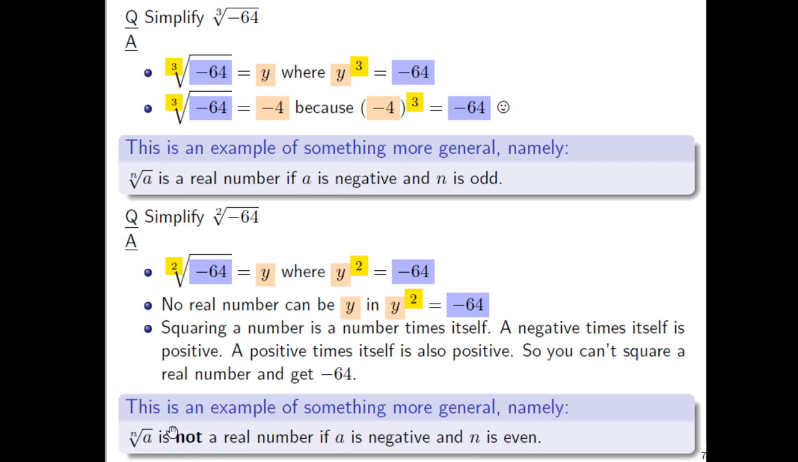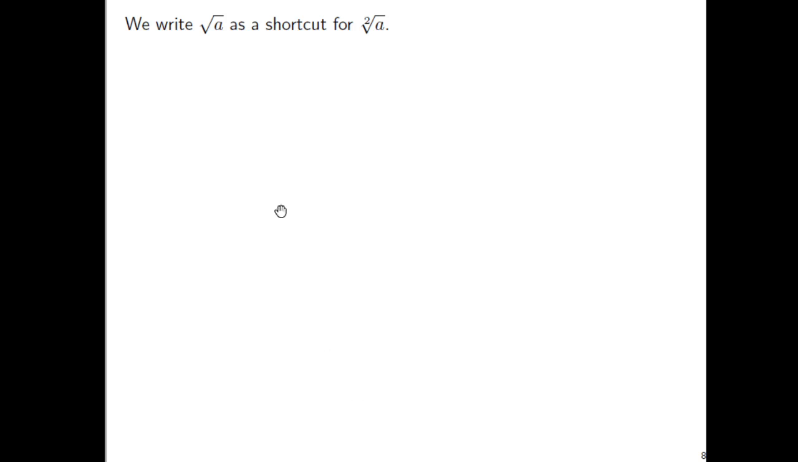And so here's an example of something that happens a little more generally. Just based on this one example, the nth root of a is not a real number if a is negative and n is even, right? So notice these differences here. This entire slide is trying to discuss the situation of what happens when the number that's inside the radical is negative. And then it depends on if the little number outside the radical is odd or even. If the little number outside the radical is odd, then you can still get a real number. But if the little number outside the radical is even, then you don't get a real number.